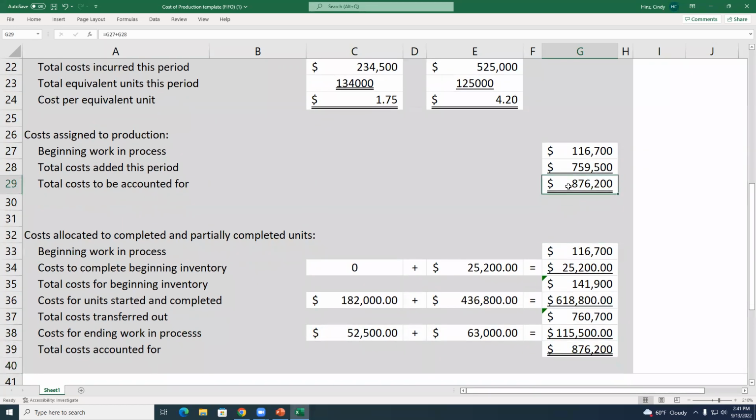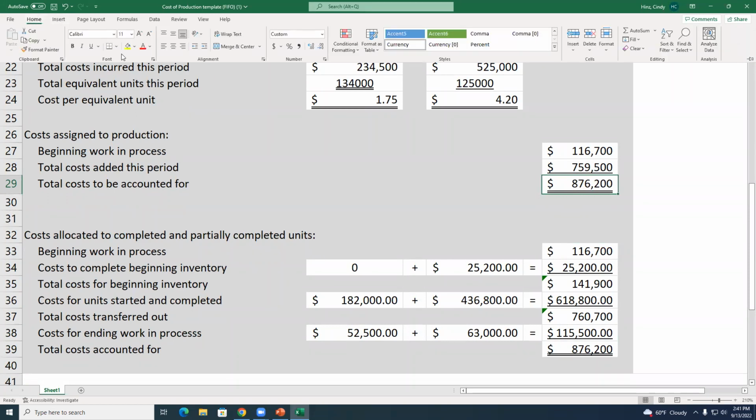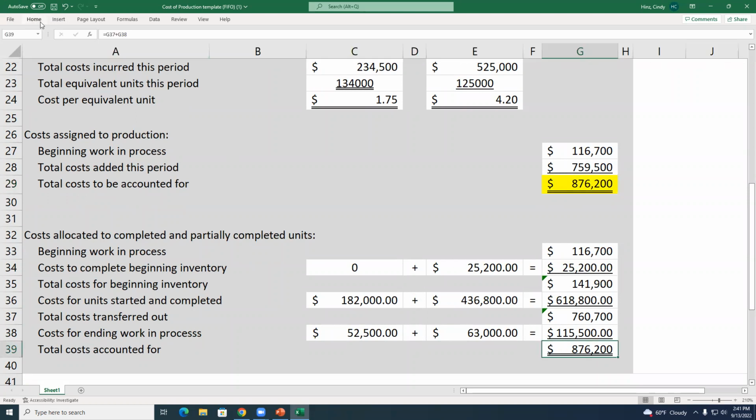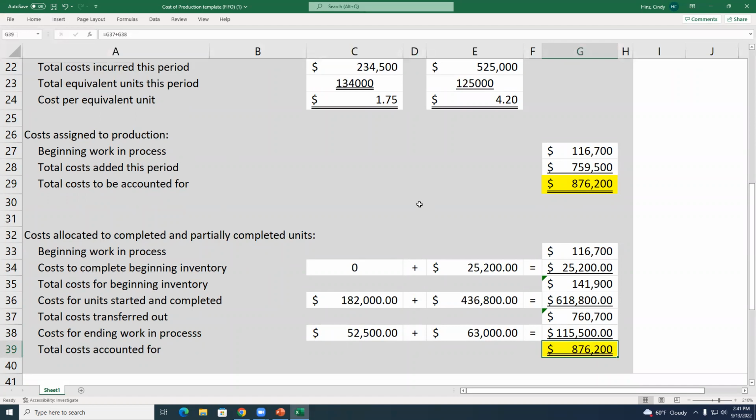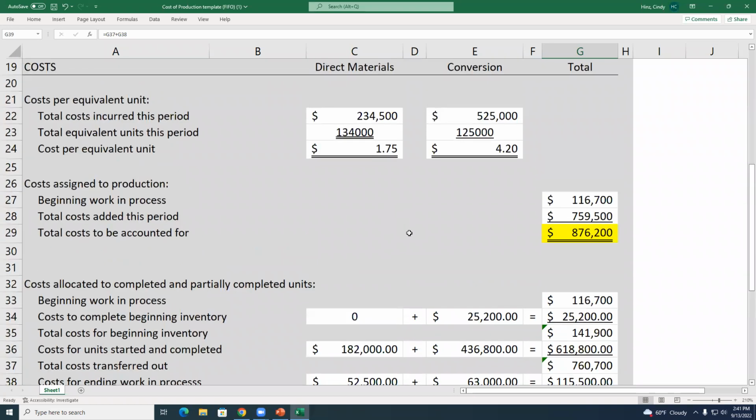And here's one thing that I find very helpful about using this template. These two numbers have to be the same. The two numbers that I just highlighted in yellow have to be the same. So we know if they're not the same, we did something wrong. So you have a way of checking yourself.